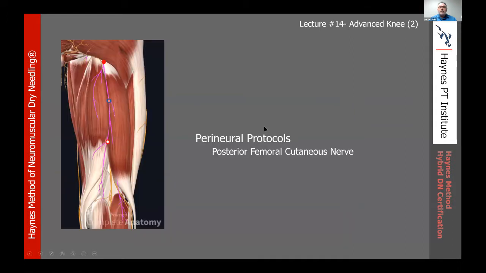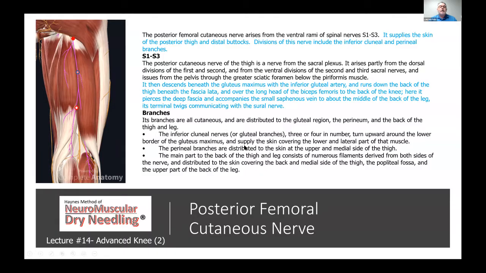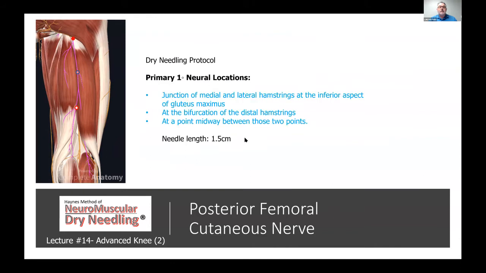Okay. The posterior femoral cutaneous nerve. Again, this is the posterior thigh piece, as far as our sensory, down to a little past the popliteal crease. We looked at this when we dealt with the thigh, but this first needle location is going to be the junction of the medial and lateral hamstrings at the inferior aspect of gluteus maximus, so just right below the fold, in between those two hamstring groups. We'll also do it at the bifurcation of the distal hamstring.